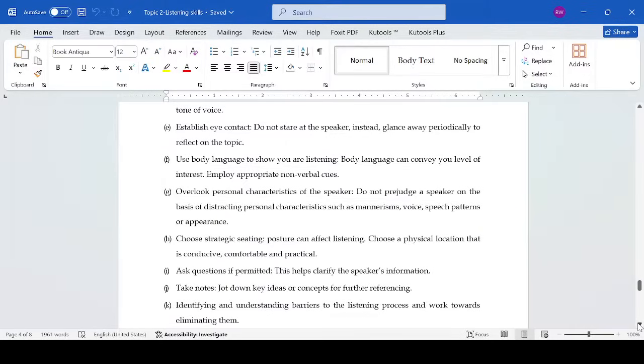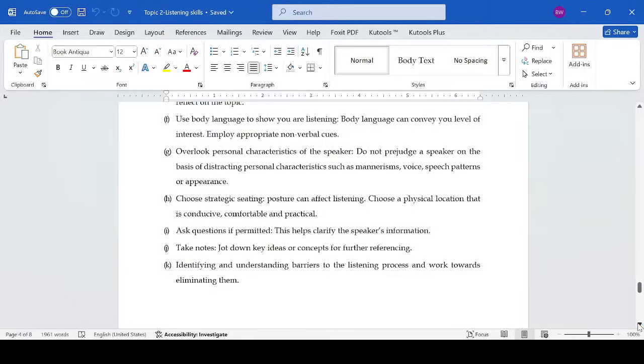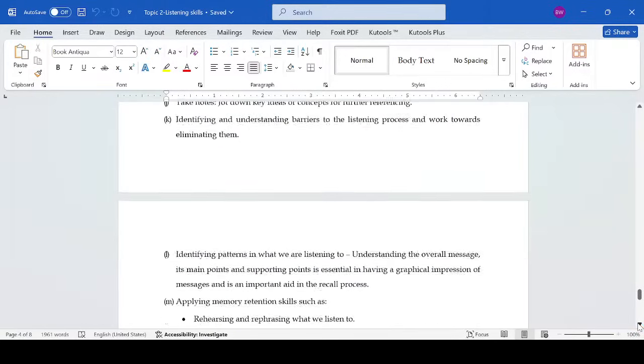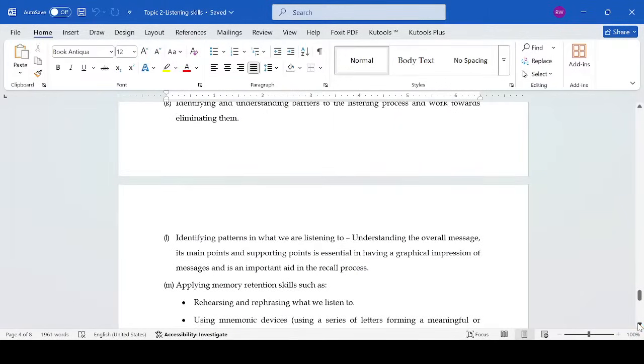Ask questions if you are permitted. If the speaker allows you to ask questions, ask. Because asking questions, like I said before, is a sign that you have been attentive, you have been listening, you had a focus on the information. Jot down key points and also identify and understand barriers to the listening process and eliminate them.